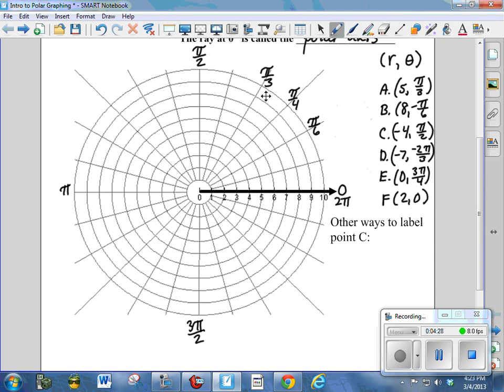Now if we go another 60 degrees here, we're at 2 pi over 3. Then we are at 3 pi over 4, and at 5 pi over 6. Notice that we are 1 short of being pi. So 2 pi over 3, 1 more pi over 3, and it would be 3 pi over 3, we'd have pi.